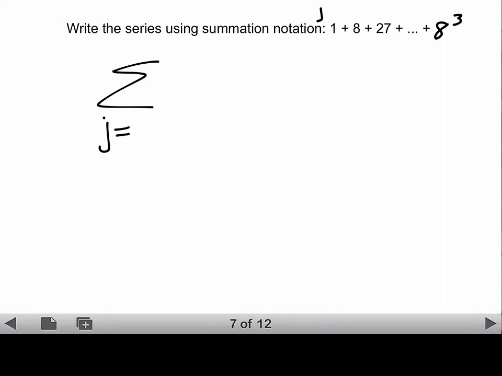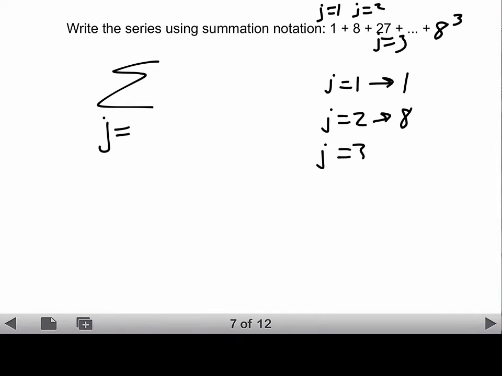For the first term, 1, we could consider j as 1. For the second term, 8, we can consider j as 2, and then j as 3. And if that's the case, well, I need to know what the rule is. If j is 1, and that gives me 1, and j is 2, and that gives me 8. That doesn't tell me much, but when I put that together with j is 3 giving me 27, now I'm starting to think, hey, I think these are cubes.